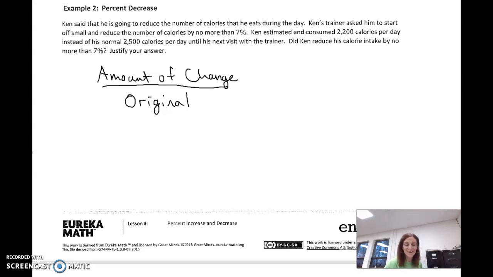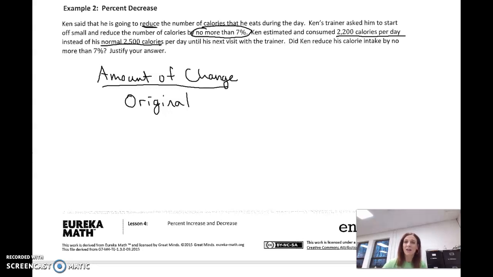Okay, so again, lesson 4 is on percent increase and decrease. So now this is telling us we're working on a percent decrease. Ken said he's going to reduce the number. So reduce, that's decreasing the number of calories he eats during the day. Ken's trainer asked him to start off small and reduce the calories by no more than 7%. So he estimated he consumed 2,200 calories per day instead of his normal 2,500 calories per day.